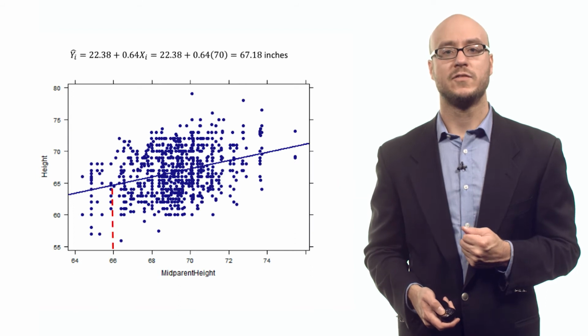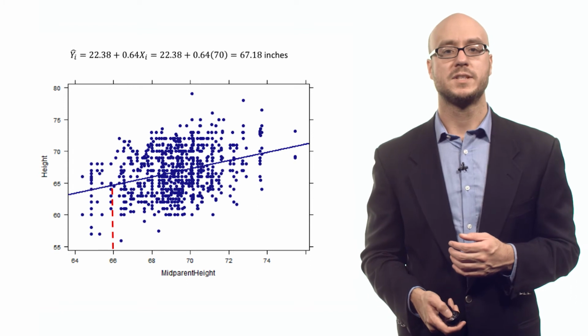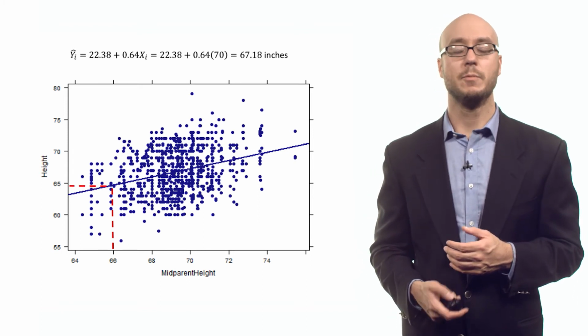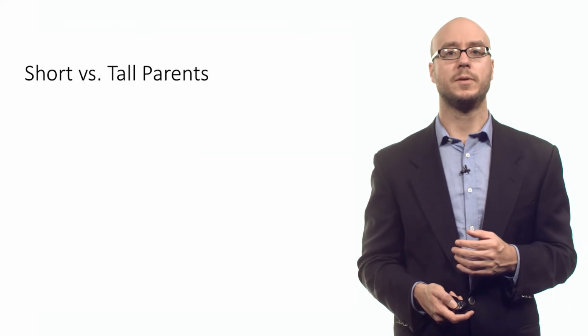So we can visualize this. So this is the child with parents of 66 inches, and the child's height we predict is a little bit shorter, but it's within the ballpark.